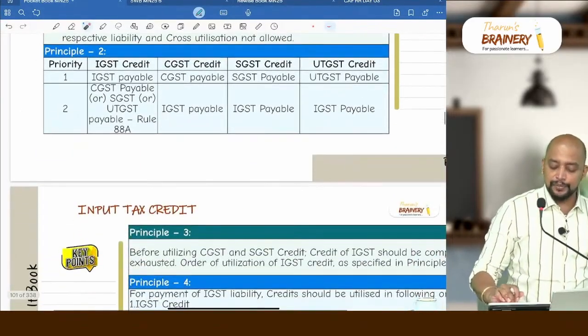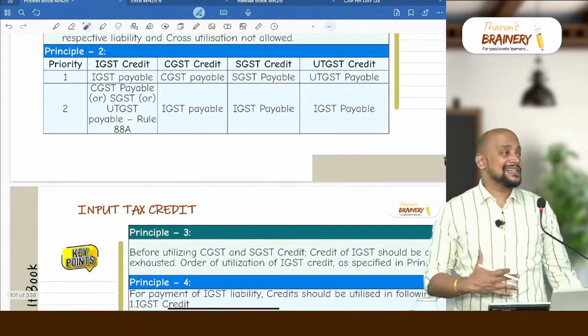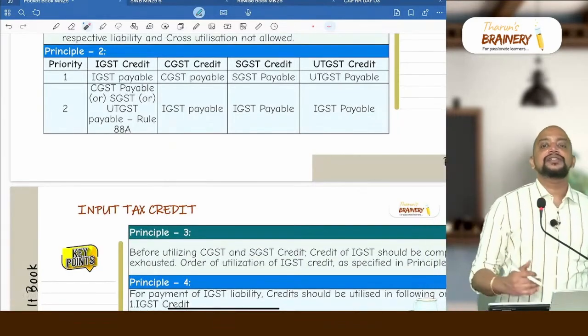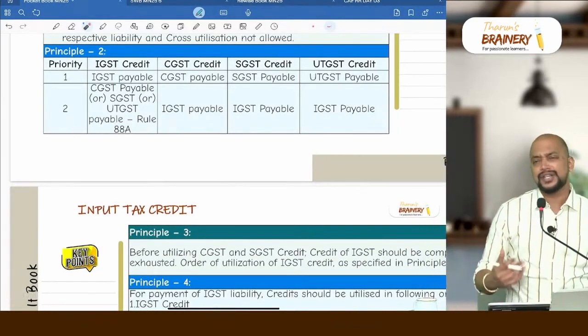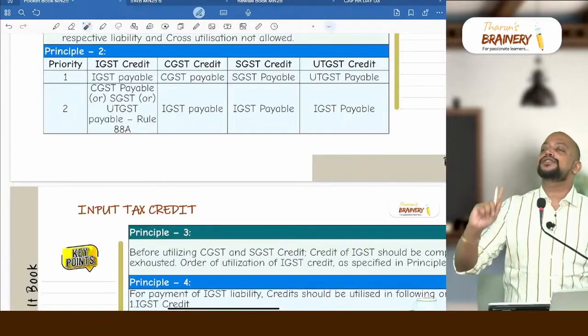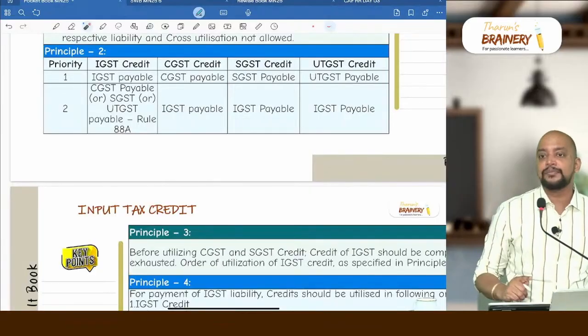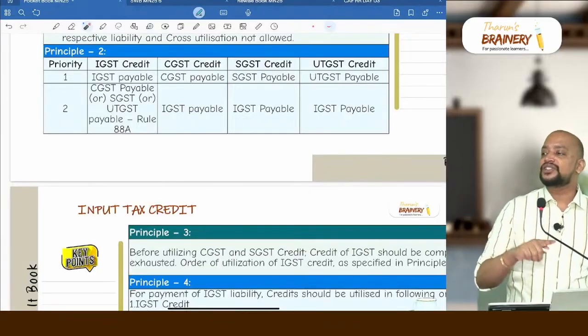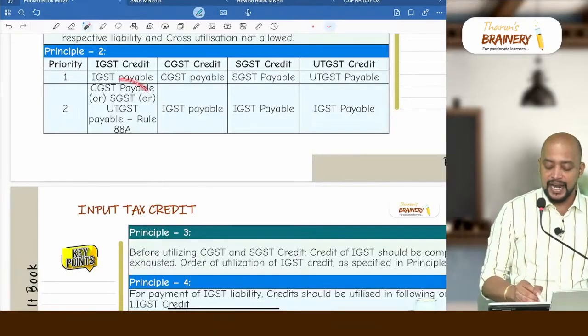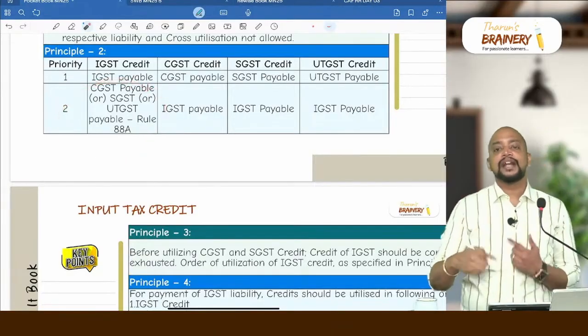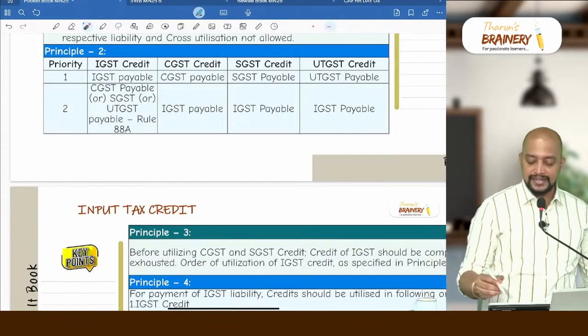And principle number 2, with respect to the priority. I have IGST credit. For what purpose should I use it? I can use it for any purpose, but first it should be utilized for payment of IGST liability, and thereafter between CGST, SGST, UTGST in any manner, any proportion depending upon the liability you divide. For example, here you can see.